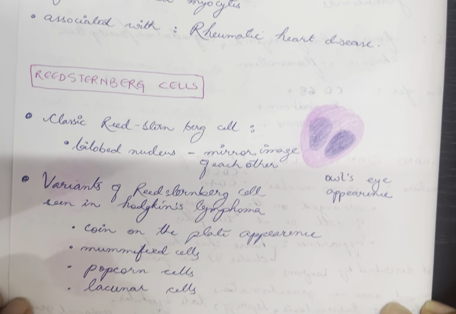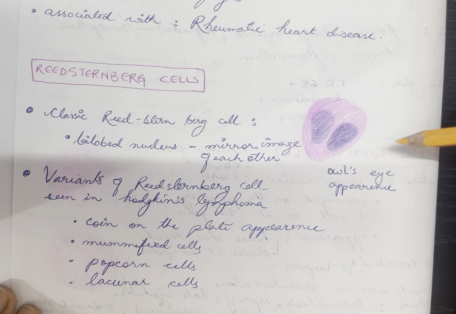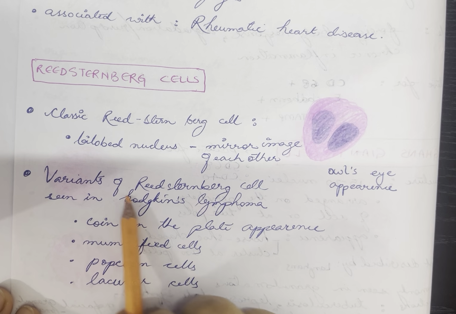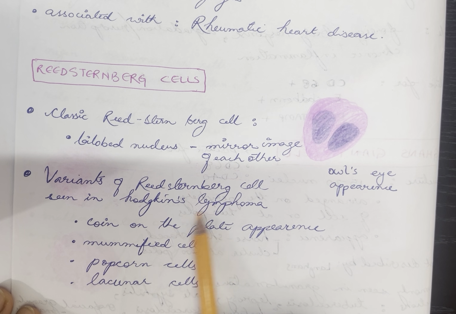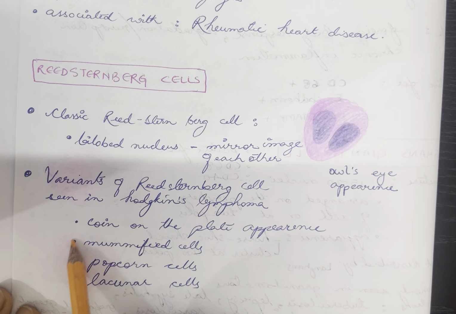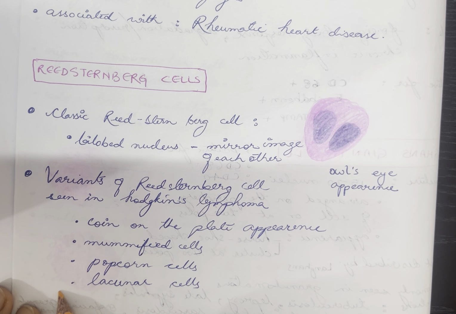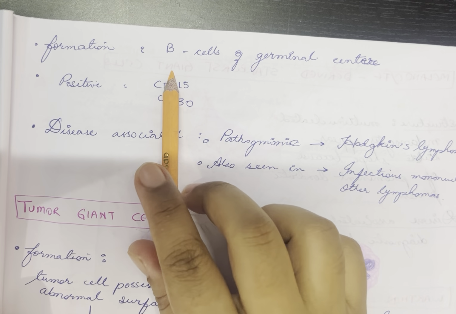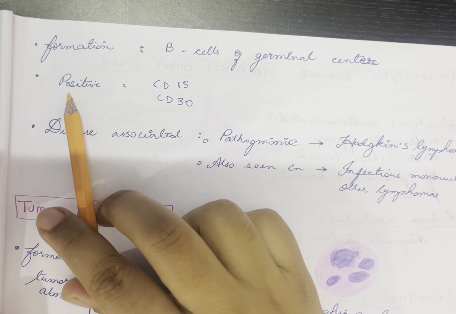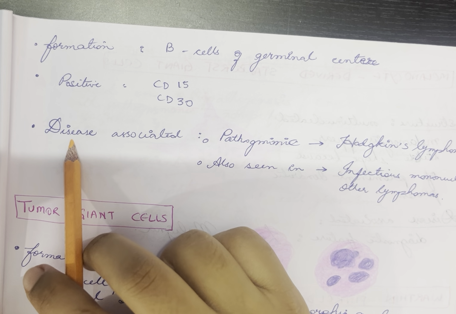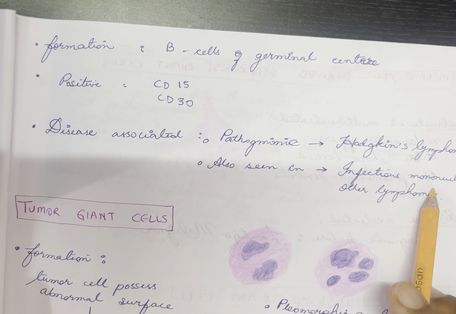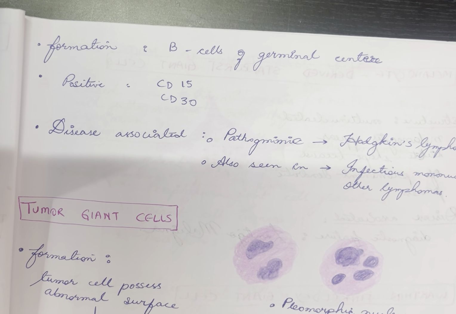Then comes the classic Reed-Sternberg cell. It has a very classic owl's eye appearance, which is a bilobed nucleus. There are variants of Reed-Sternberg cell, which is seen in Hodgkin's lymphoma mostly. They are coin on a plate appearance, mummified cells, popcorn cells, and lacunar cells. The formation of Reed-Sternberg cell is from B cells of germinal center. It is positive for CD15 and CD30. The diseases associated are pathognomonic of Hodgkin's lymphoma, but it can also be seen in infectious mononucleosis and other lymphomas.